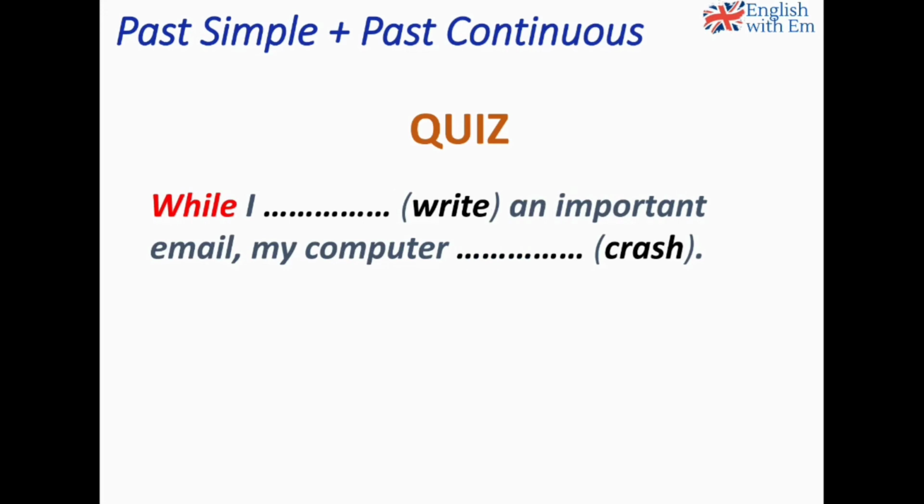While an important email, my computer. While I was writing an important email, my computer crashed. We're introducing the past continuous with while, and was writing an important email. That was the longer action that was in progress before suddenly my computer crashed.